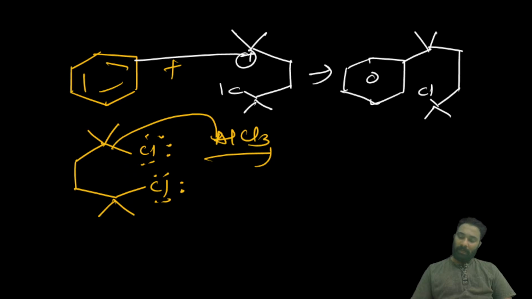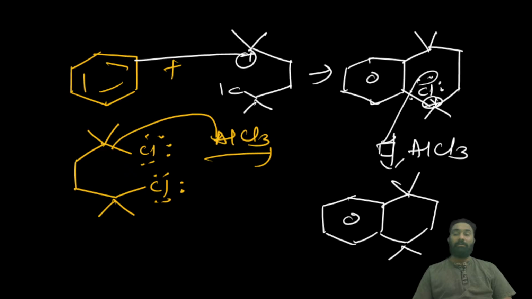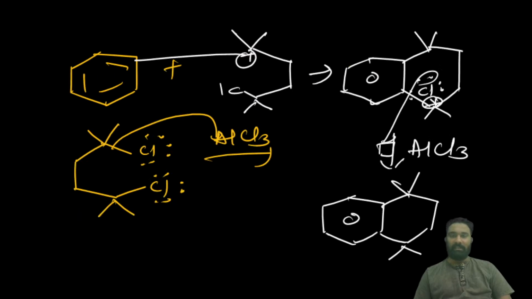Okay, again there will be AlCl3 in the solution. Again that AlCl3, again this chlorine will go and attack. Here what charge comes? Again a positive charge comes, right? That positive charge again attaches to the benzene. When it attaches to the benzene again, it will get. Clear? Answer is C. Answer is C, not A.